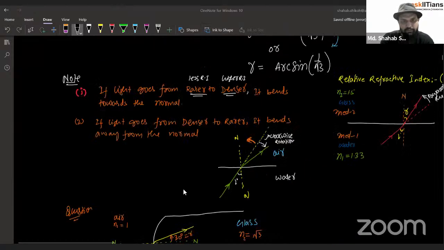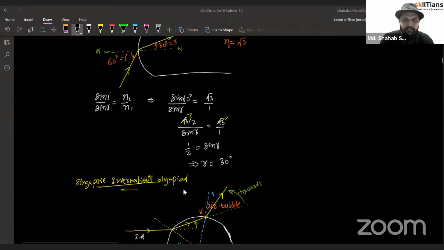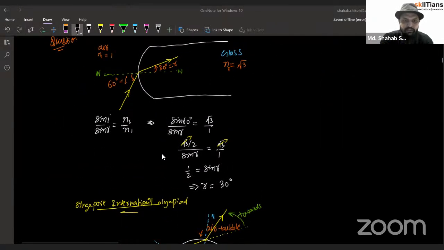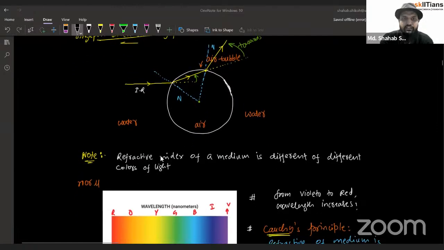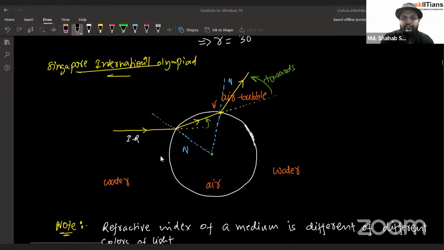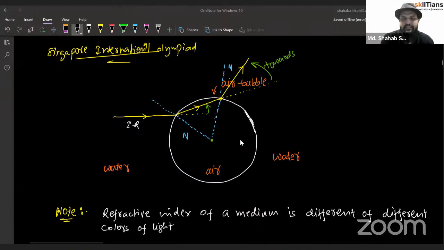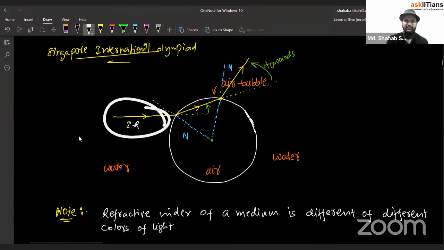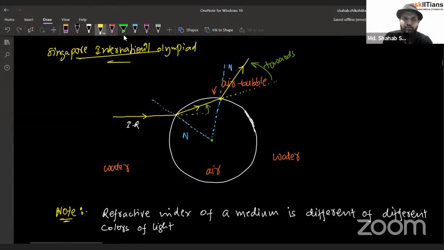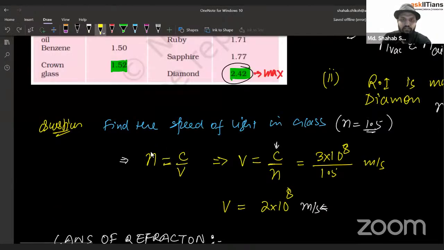I'm not going into that explanation, right? You guys already know that. And this was another question asked, a Singapore International Olympiad question. I asked every student that there is an air bubble formed inside water, and this incident ray was given, and you were asked to draw the subsequent rays inside the bubble and outside the bubble. Will you believe me, most of the students gave me this explanation, but it is wrong. Please check it. Why?